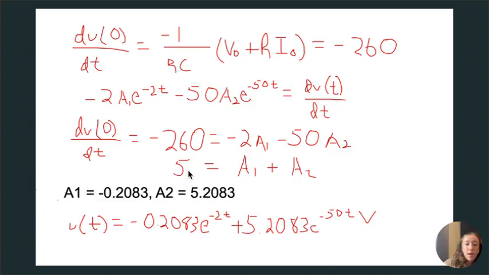And then we have our 5 equals a1 plus a2. I personally like to solve for one variable and plug it into the equation of the next. We get our a1 of negative 0.2083 and a2 of 5.2083, and then we plug it into the initial equation, and that's how you solve a circuit.